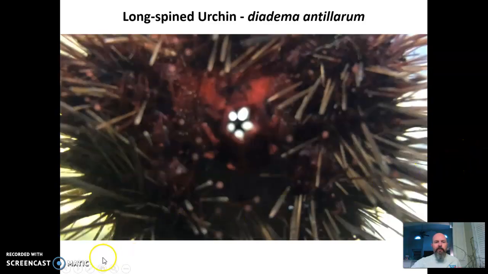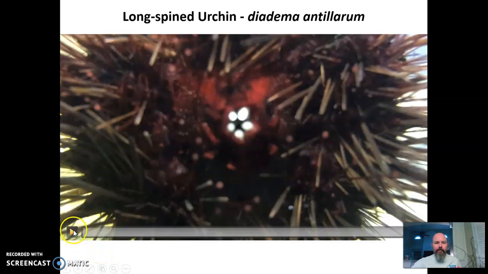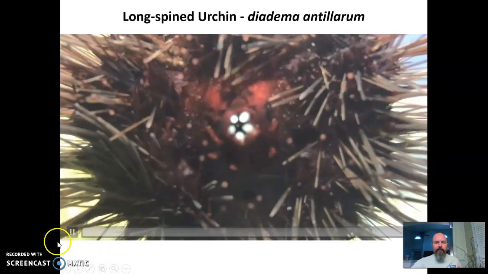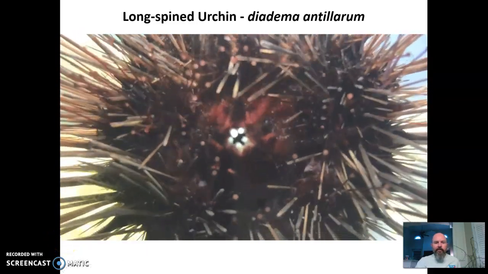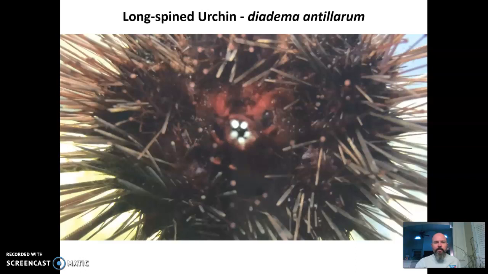This is a long-spined urchin, Diadema antillarum. Another example that I got some video of. It's a little bit longer video. I sat here for about 5 minutes on this one so that you could see its 5-pointed mouth.